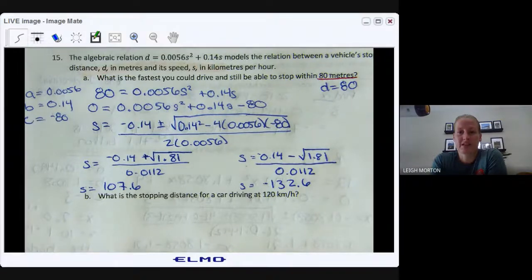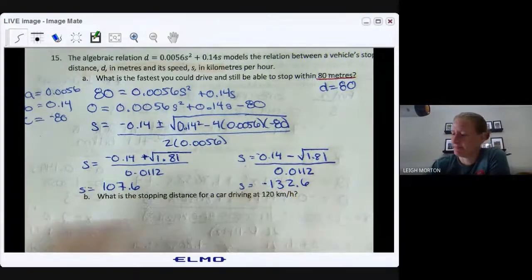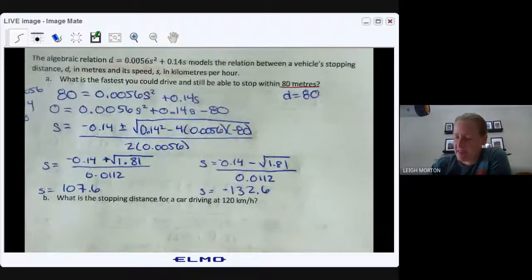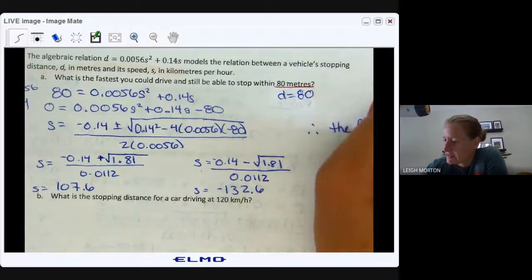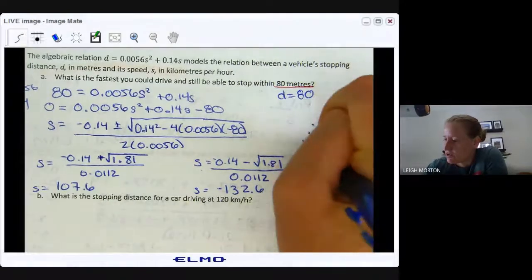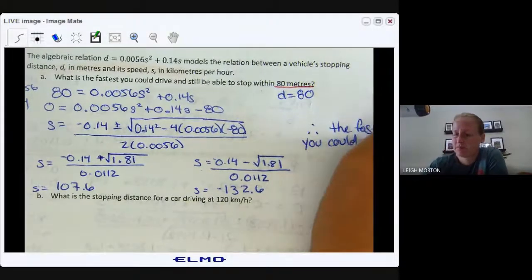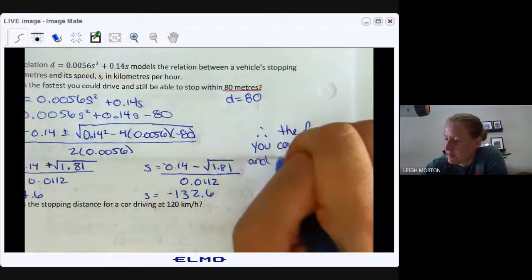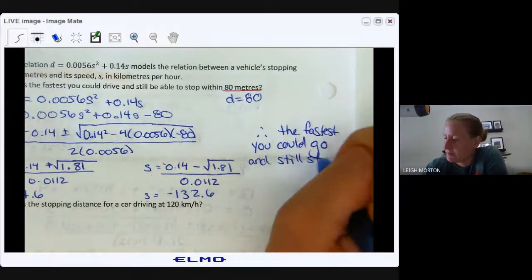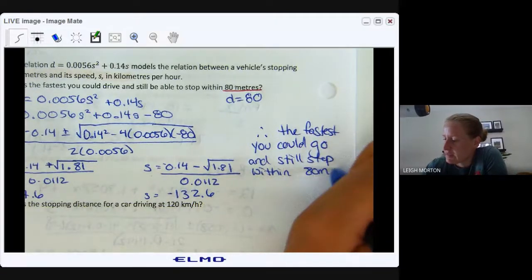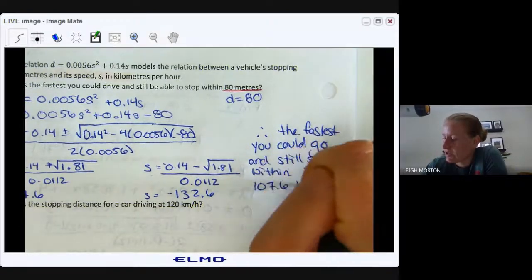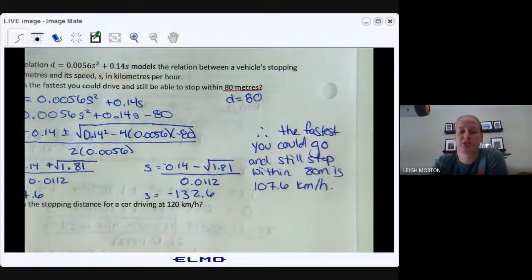Is the fastest I can. Perfect, Anna. 107.6 kilometers per hour, because we can't have a negative speed. I'm going to squeeze my therefore sentence over here. Therefore, the fastest you could go and still stop within 80 meters is 107.6 kilometers per hour, because s is speed in kilometers per hour.